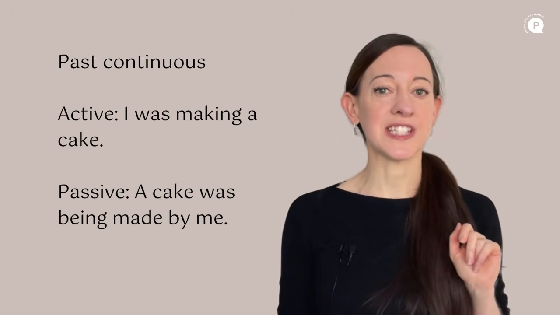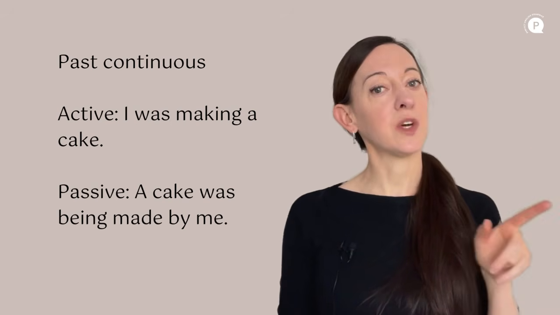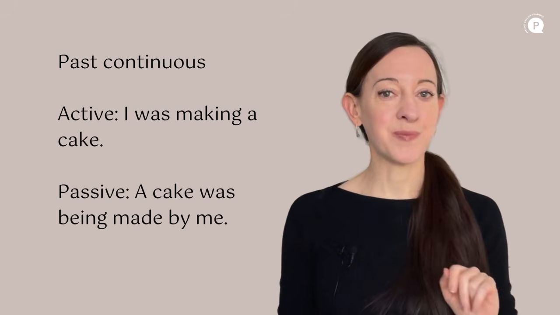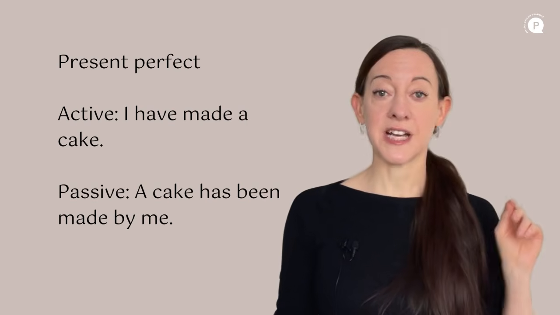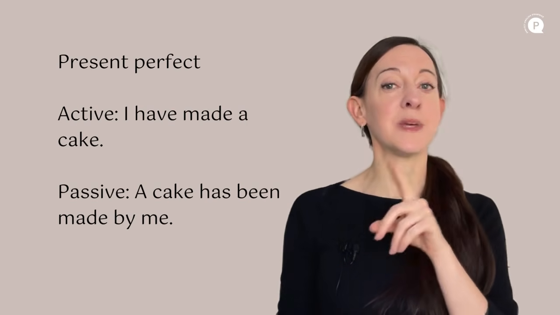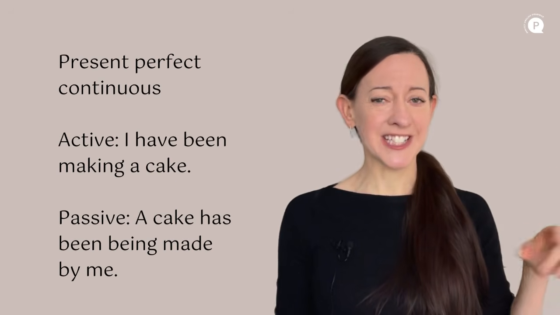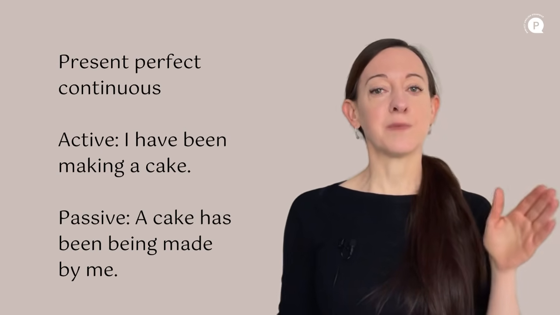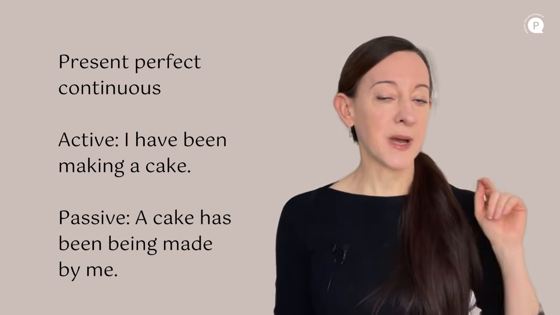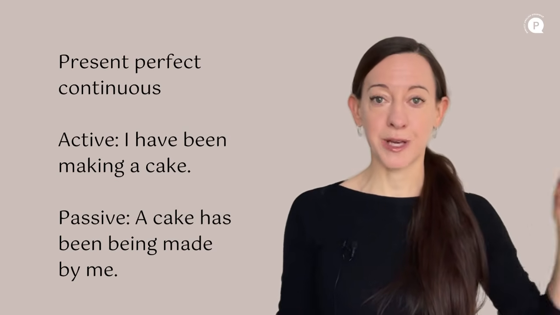Past continuous. "I was making a cake." Passive, "a cake was being made by me." Present perfect. "I have made a cake." The passive is "a cake has been made by me." The present perfect continuous. And this one is less common, but it's still possible. "I have been making a cake." The passive is "a cake has been being made by me."